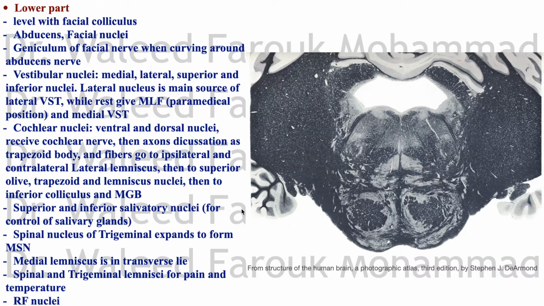The vestibular nuclei, they are medial, lateral, superior, and inferior nuclei. The lateral nucleus is the main source of the lateral vestibulospinal tract, while the rest give the medial longitudinal fasciculus in a paramedian position or paramedial position. This is a typo here. And the medial vestibulospinal tract. The MLF, by the way, it connects the cranial nerve nuclei together to coordinate their action.